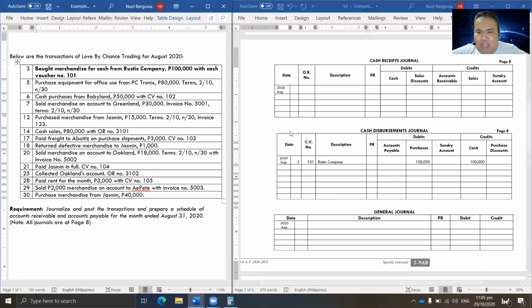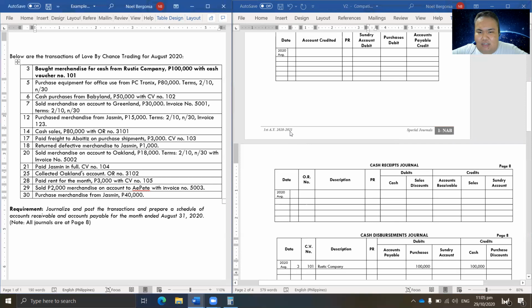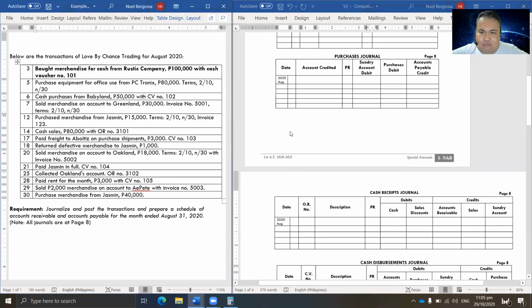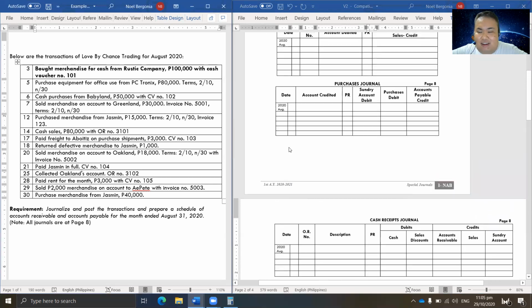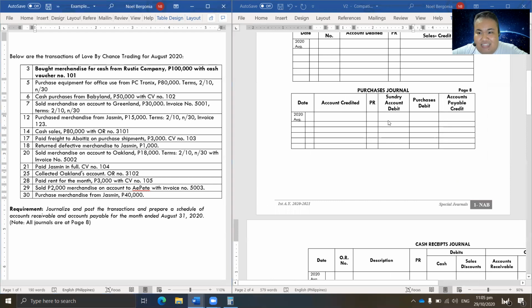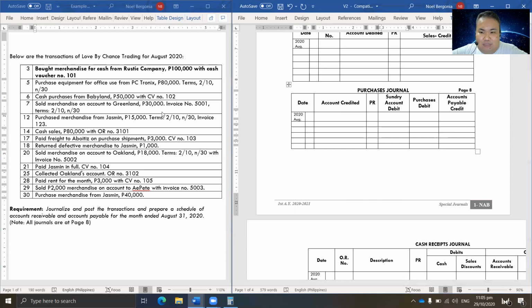Let's see if our special journal for purchases can contain any purchases on account. As you can see on our purchases journal, we have a sundry column, so yes, we can use this for the purpose of recording this purchase. In the previous video, where I showed you an example of the purchases journal, there were only purchases and accounts payable columns, since that was an example for purchases of merchandise on account.